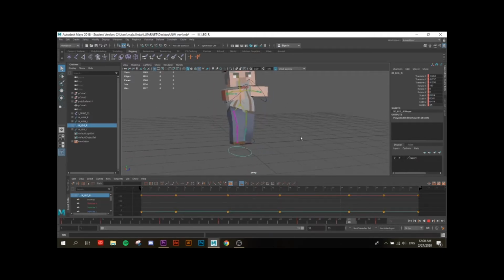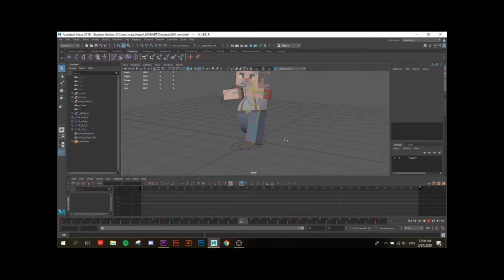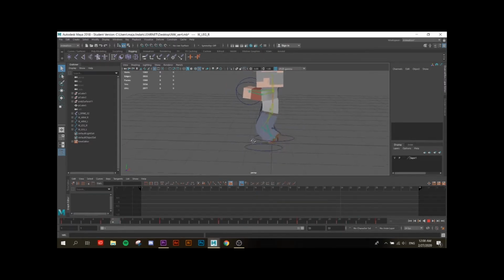In the future, I will move on to animating sprinting and jumping animations, and I'm really looking forward to that because I really liked animating.